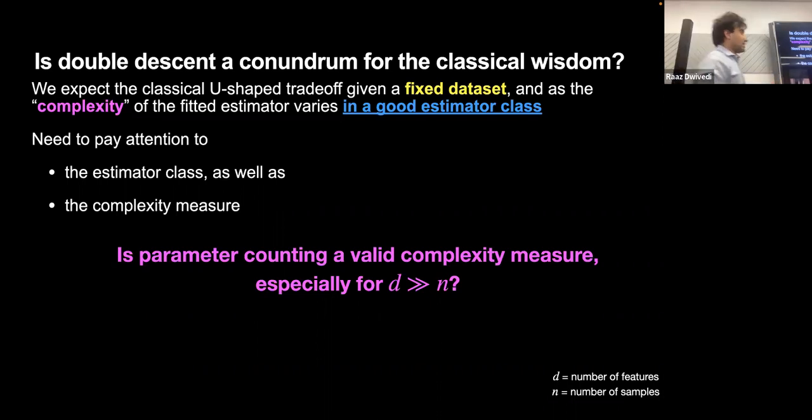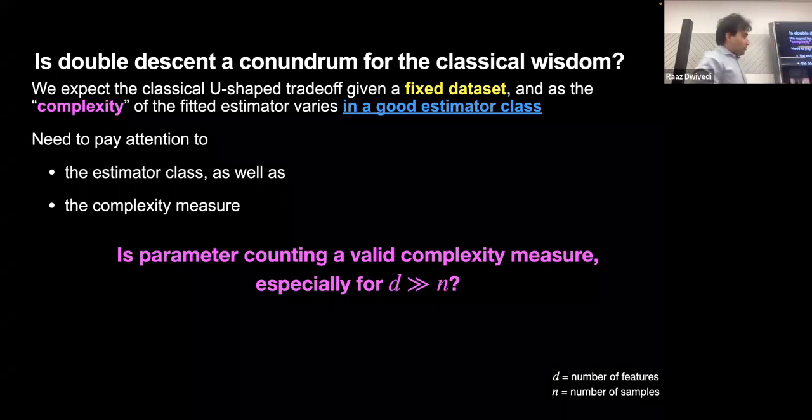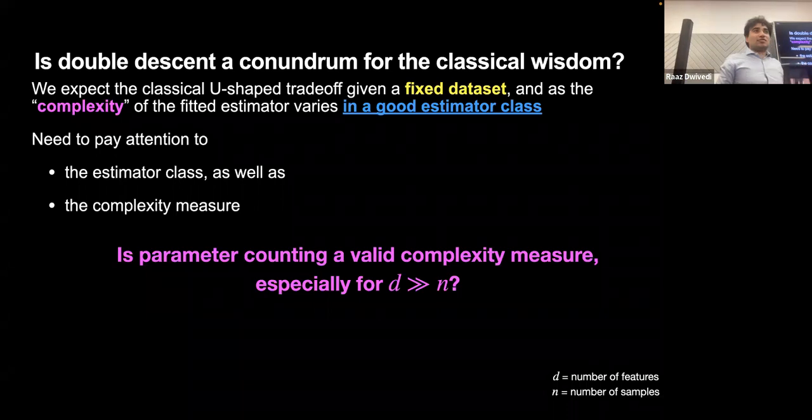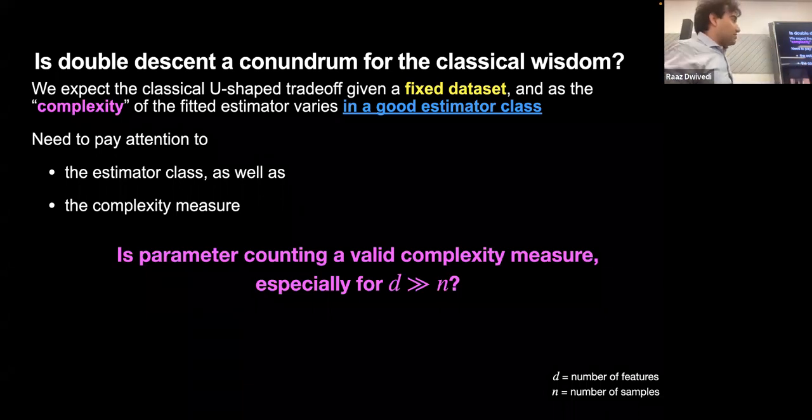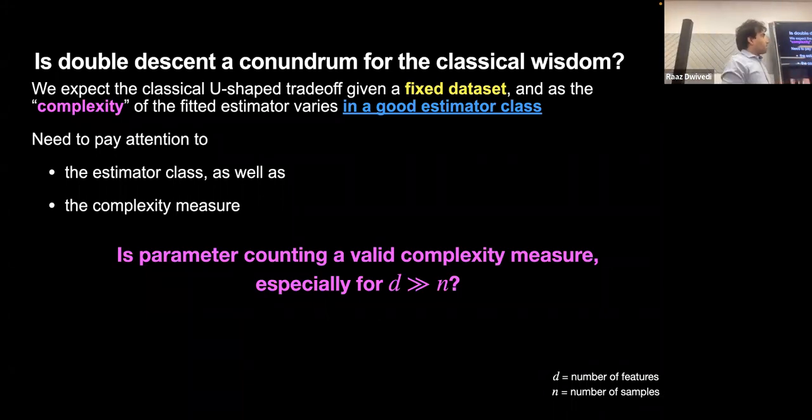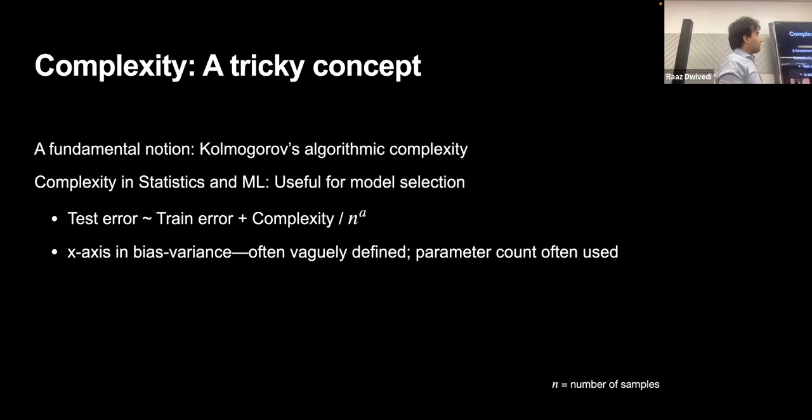It's very fitting to this seminar: should we really use parameter counting? Of course, this audience will easily believe that no, we should not be using it. We were trying to say, can we derive some other notions starting from first principles? Here D is the number of features or covariates, and N is the number of samples.